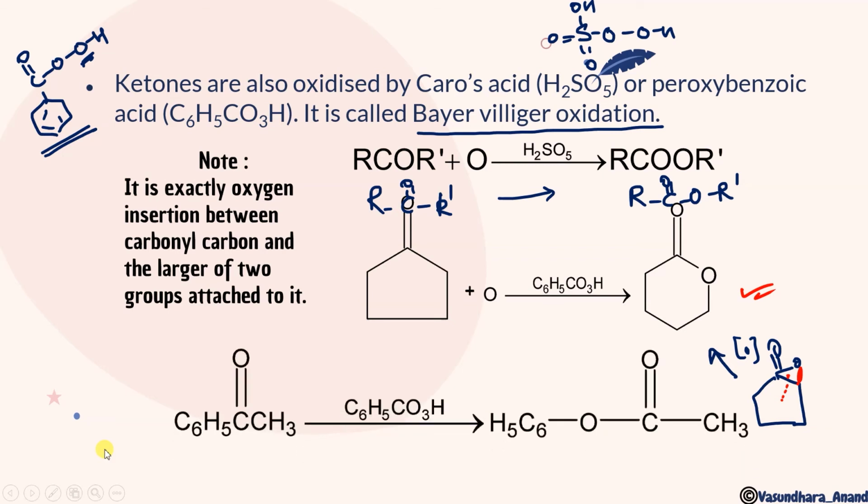Now the next thing, like here it is acetophenone. When it is undergoing reaction with this peroxybenzoic acid, it will form an ester over here. That is simply phenyl acetate over here. Yes, this is phenyl acetate. Clear?